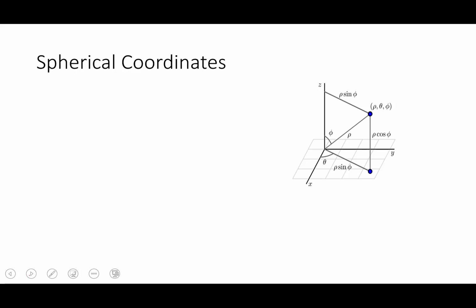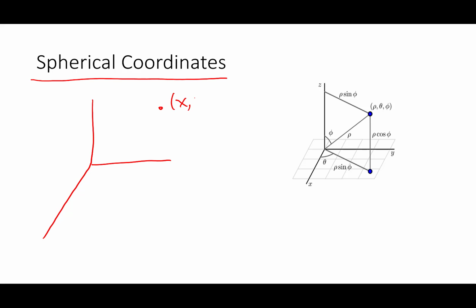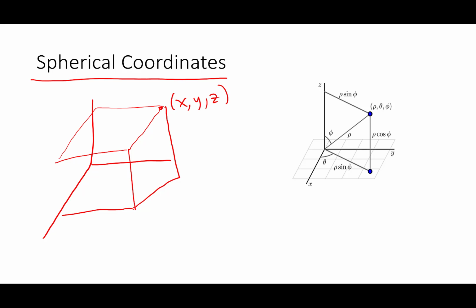So let's change perspectives one last time, and let's talk about spherical coordinates. Like I said in the beginning of the video, remember that if we have a point x, y, z, we can think about this point as living on a rectangular box. The coordinates really mean we go x units down the x-axis, y down the y, and z down the z. So that's our Cartesian coordinates.